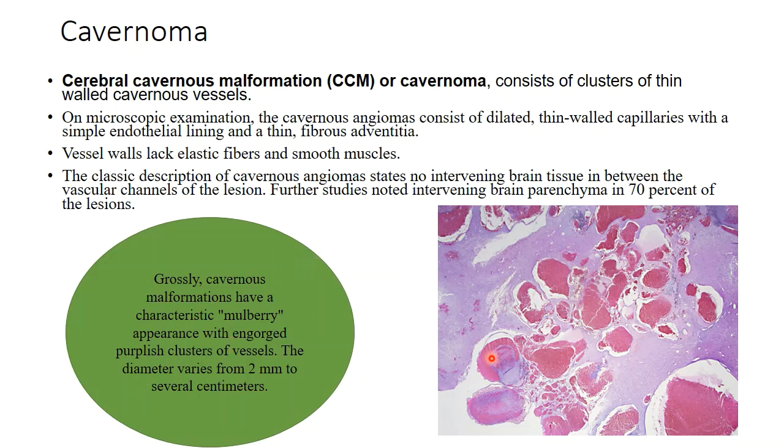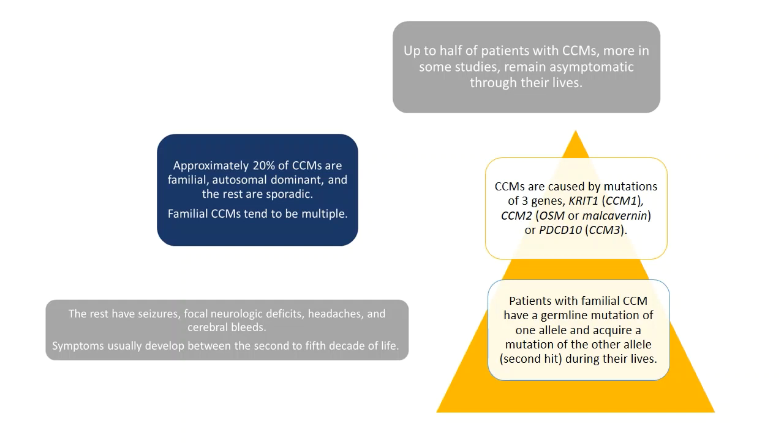Right, so grossly this cavernoma or cavernous hemangioma usually presents as a mulberry lesion, or a purplish cluster of vessels that you see, and the diameter usually ranges from 2 millimeters to several centimeters. Up to half of the patients with cerebral cavernous malformations are asymptomatic. However, some have focal neurological deficits, headaches, and cerebral bleeds. Symptoms usually develop between the 2nd to the 5th decade of life. Approximately 20% of the cases are due to a familial, autosomal dominant mode of inheritance, whereas the rest are sporadic.